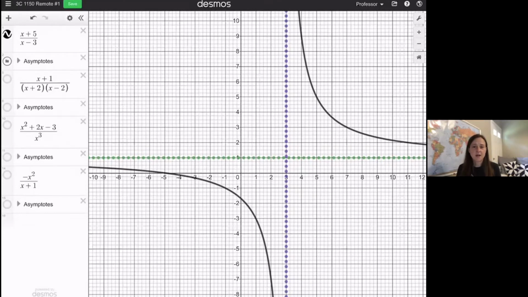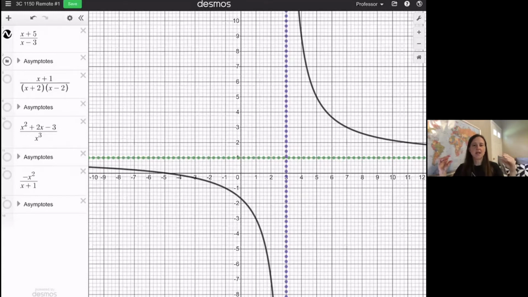The horizontal asymptote, though, is not a barrier. Although it looks very similar to the vertical asymptote in this example, we'll see a little bit later on that sometimes a rational function will cross a horizontal asymptote. The horizontal asymptote is more just like a guide for the right and left hand ends of the graph. And it just kind of tells the graph where to settle down to.